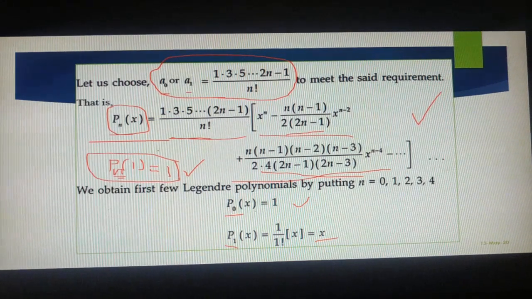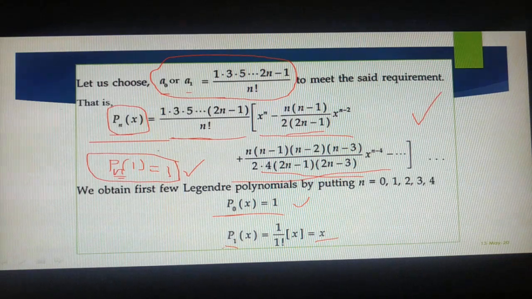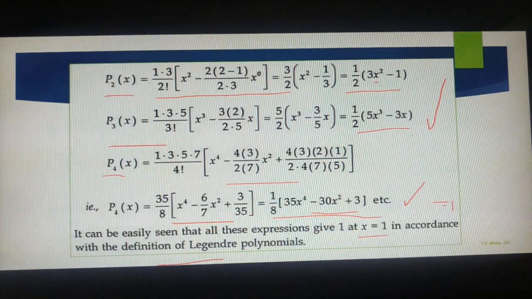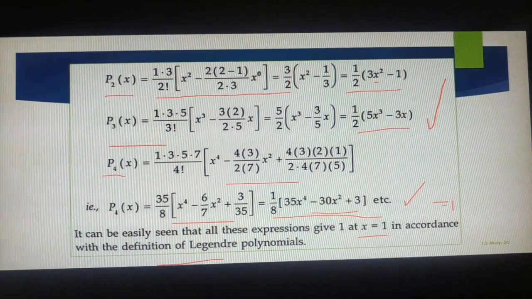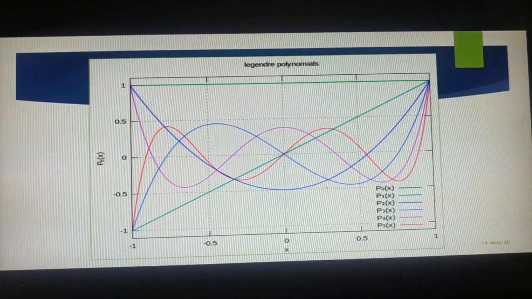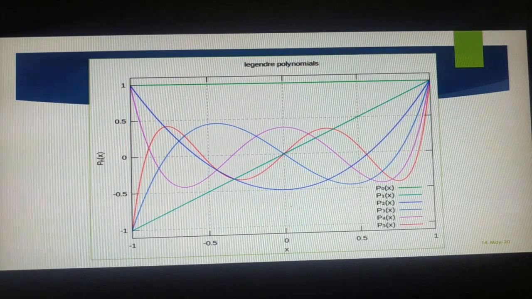These results are actually very important that you need to remember while doing your problems. You may memorize all this: P0 of x is equal to 1, P1 of x is equal to x, P2 of x is equal to 1 by 2 (3x squared minus 1). At least up to 4 or 5 you have to remember these Legendre's polynomials to do your problems. I am showing the solutions when we have Legendre polynomials as solutions for our Legendre's differential equation; the solutions look like this. I hope you understood.